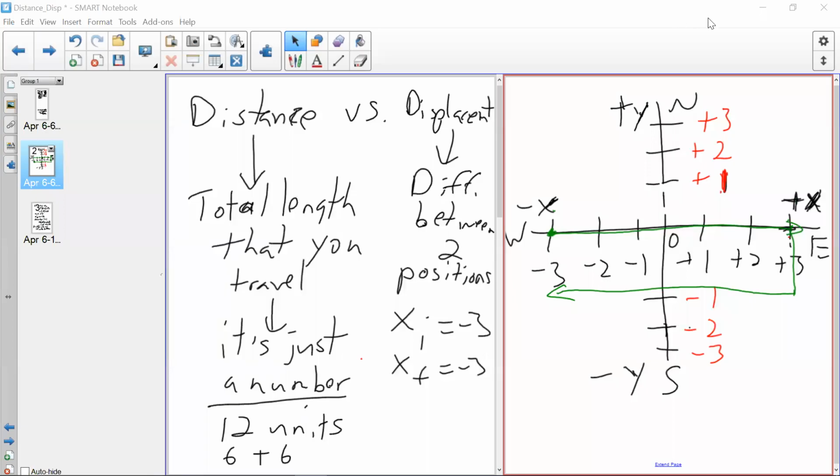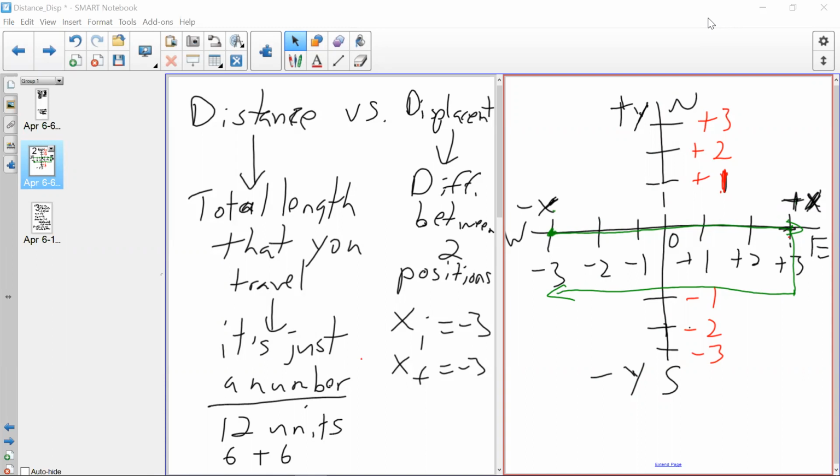All right, everybody. Our first topic in physics today is going to deal with the difference between distance and displacement. Sometimes misconstrued to be the same thing, but they are different. So let's talk about the definitions first and do a couple of examples in today's video.